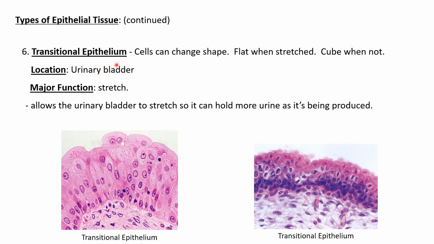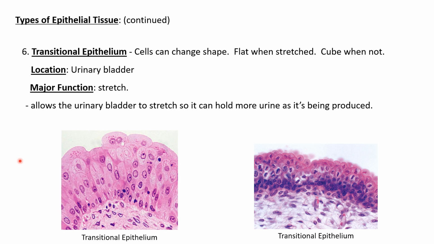Here is transitional epithelium. And for transitional, that means the cells can change shape. So when this tissue is really, really flat, then the cells are going to be stretched out and they're going to look like they're squamous. So it'll look like more of stratified squamous. But when they're not stretched out, the cells will look cuboidal or even maybe columnar.